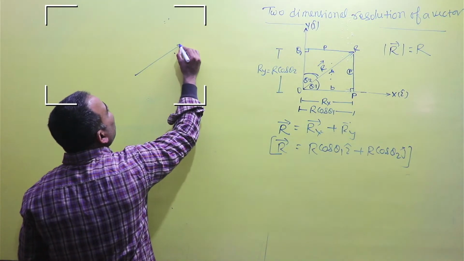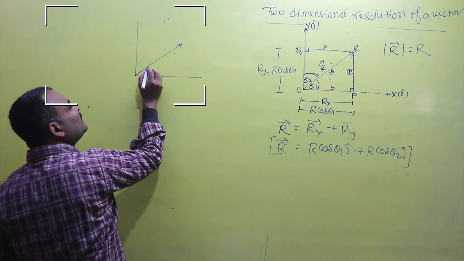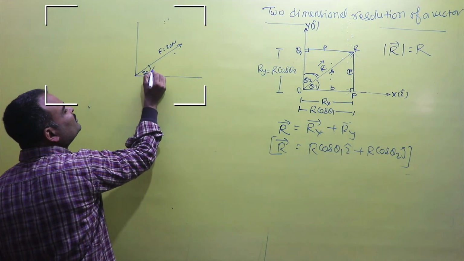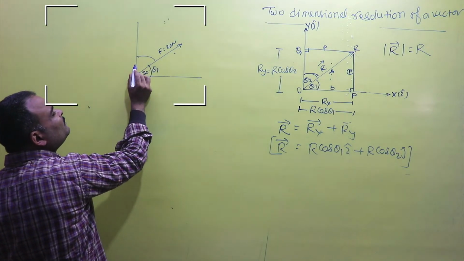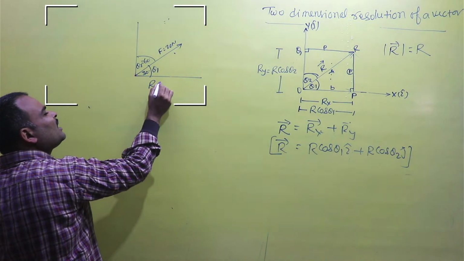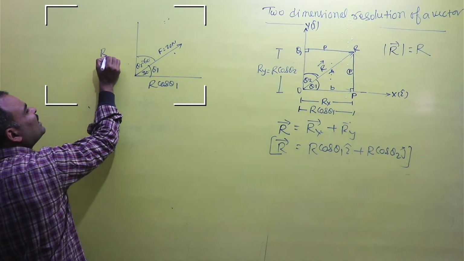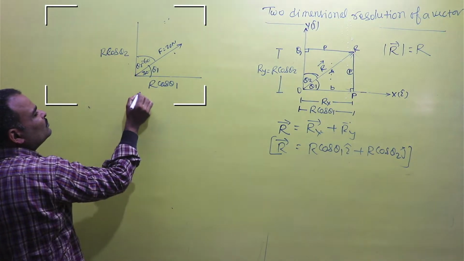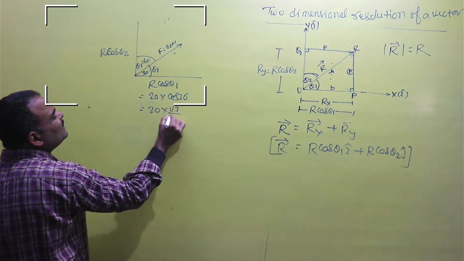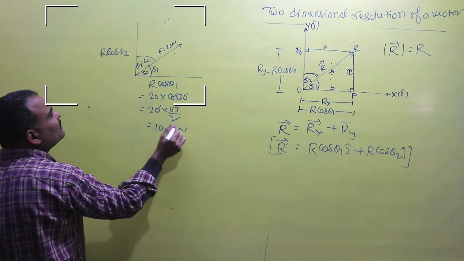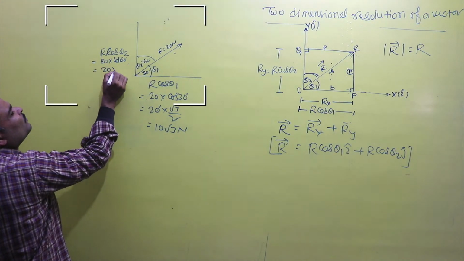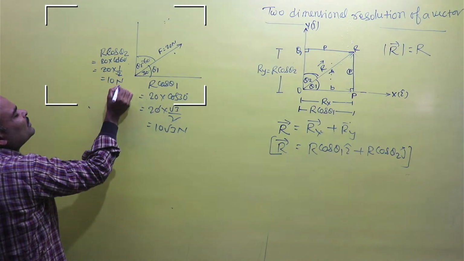And you have to determine a force F of 20 Newton at 30 degrees. This is called theta 1, and theta 2 will be 90 minus 30 is equal to 60 degree. So this is R cos theta 1 and this is R cos theta 2. R means 20 cos theta 1, यानी 30, 20 into root 3 by 2, 10 root 3 Newton. And R 20 cos 60 is equal to 20 into 1 by 2 is equal to 10 Newton.